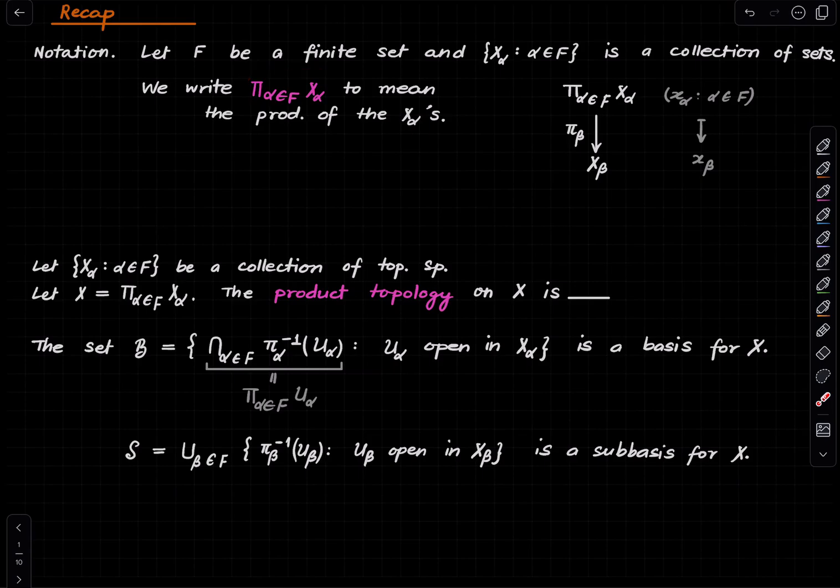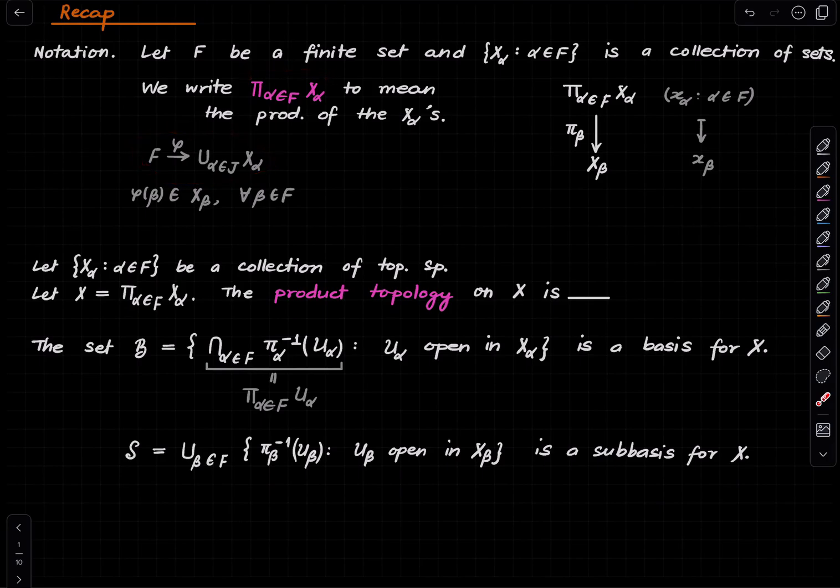And what does that mean? What is this as a set? We talked about this. So as a set, this is the set of all functions from F to this union, the set of all such functions with the property that an element beta of F is mapped to an element of X beta. So let's call this phi. So phi of beta should map inside X beta for all beta in F. So the set of all such maps is this thing.